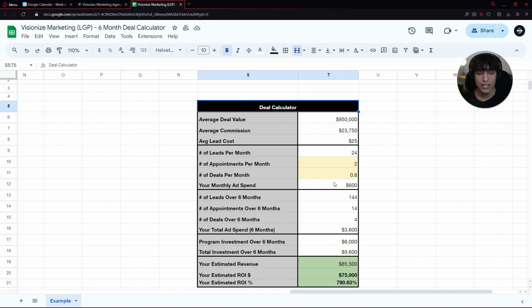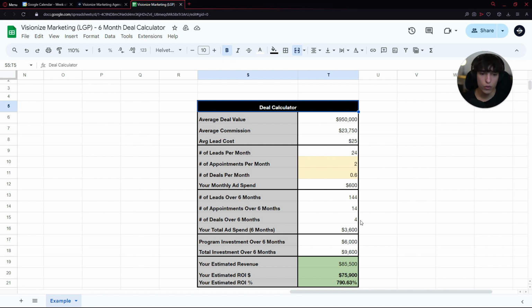Now, the thing is, if we look over a 6-month period, we're going to have 4 estimated deals from $3,600 in ad spend. Let's say that you're paying someone $6,000 to do this for that 6 months. You're spending a total of $9,600. But in this case, you're going to be making $85,000 from those 4 deals. And with that being said, you're left with $75,000 in profit, and that's a 790% ROI, or a 7.9x ROAS.